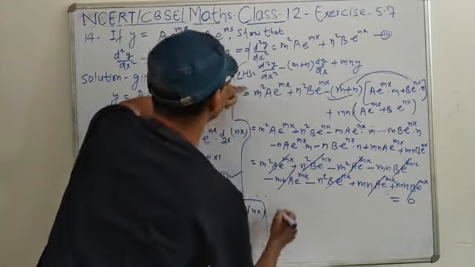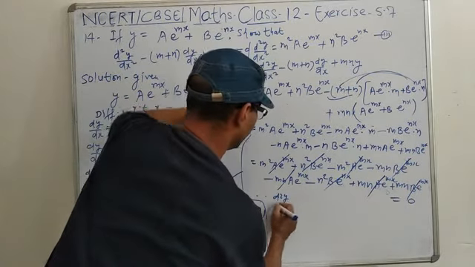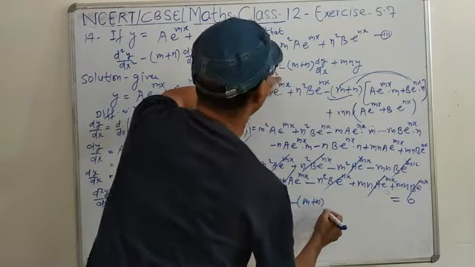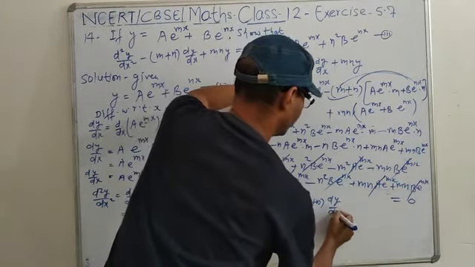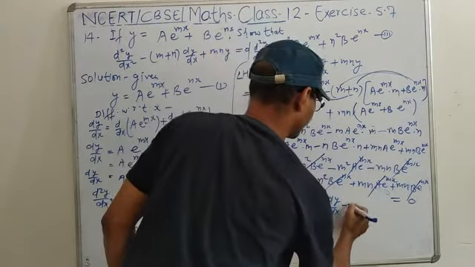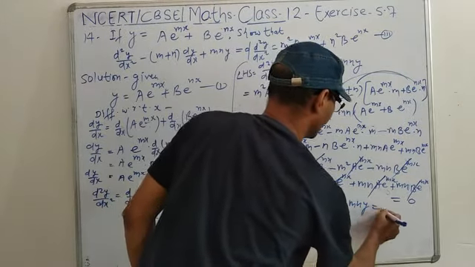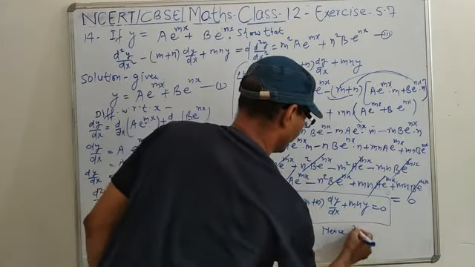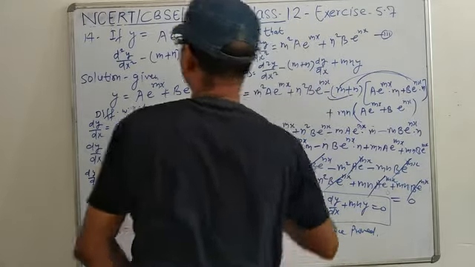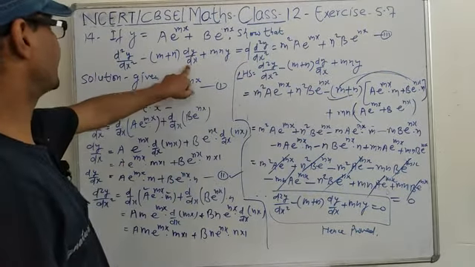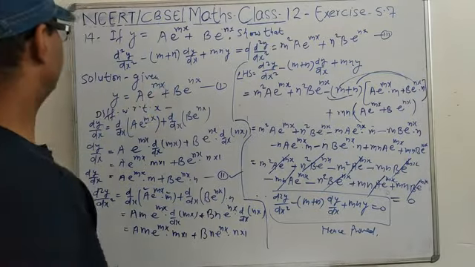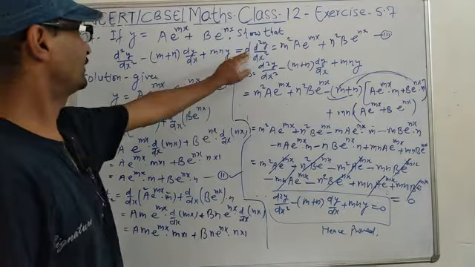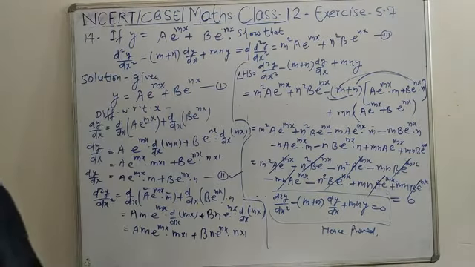Therefore d2y by dx square minus (m plus n) dy by dx plus mn y is equal to 0. So our solution is proved. तो इसमें क्या देखना है, dy by dx निकालना है, फर्स्ट ऑर्डर डेरिवेटिव एंड सेकेंड ऑर्डर डेरिवेटिव, देन वी पुट द ऑल वैल्यूज हियर इन द लेफ्ट हैंड साइड and we can get the right hand side.